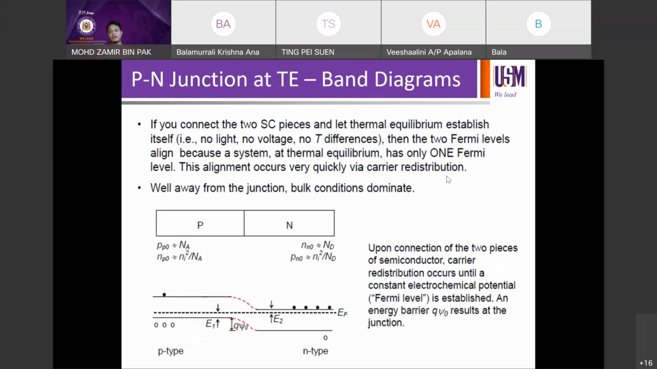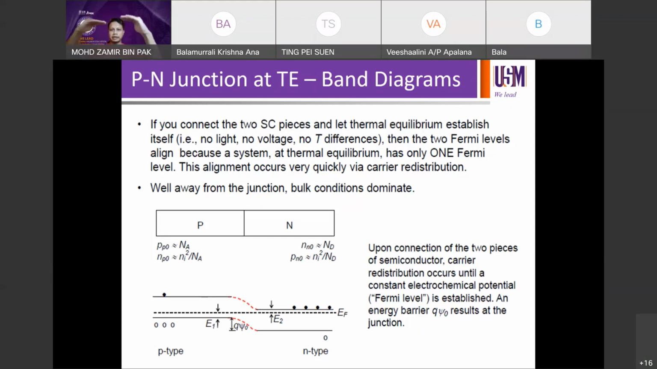So the moment you bring them together, let's go on for another few minutes. If you connect the two semiconductor pieces, two silicon pieces, P and N, the thermal equilibrium condition will eventually be established. You're going to have a couple of processes inside before you eventually get the thermal equilibrium condition. So what will happen when you bring these two Fermi levels together? One is below, near the valence band, one is on top, near the conduction band. You are going to have alignment of your EF.